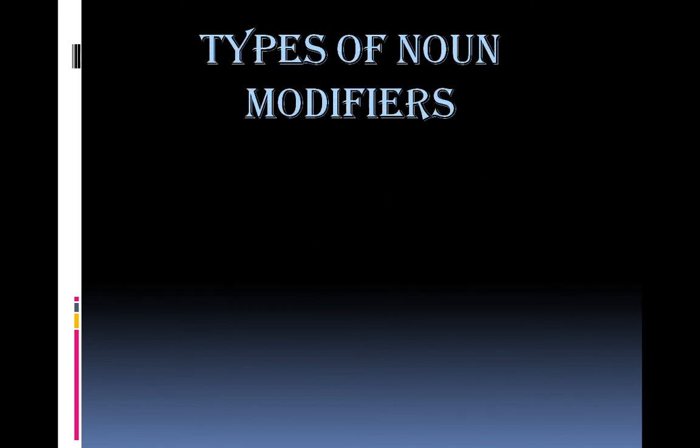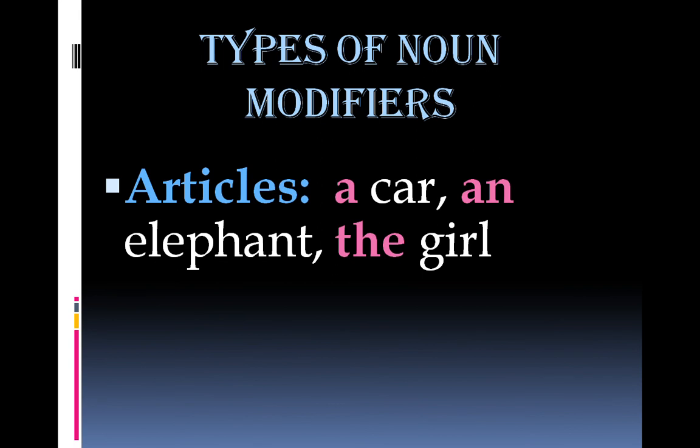Articles are also noun modifiers. Both definite and indefinite articles: a car and an elephant. A and an are examples of indefinite article, and the is the only definite article in English language, and they're always used with nouns, and they are noun modifiers.